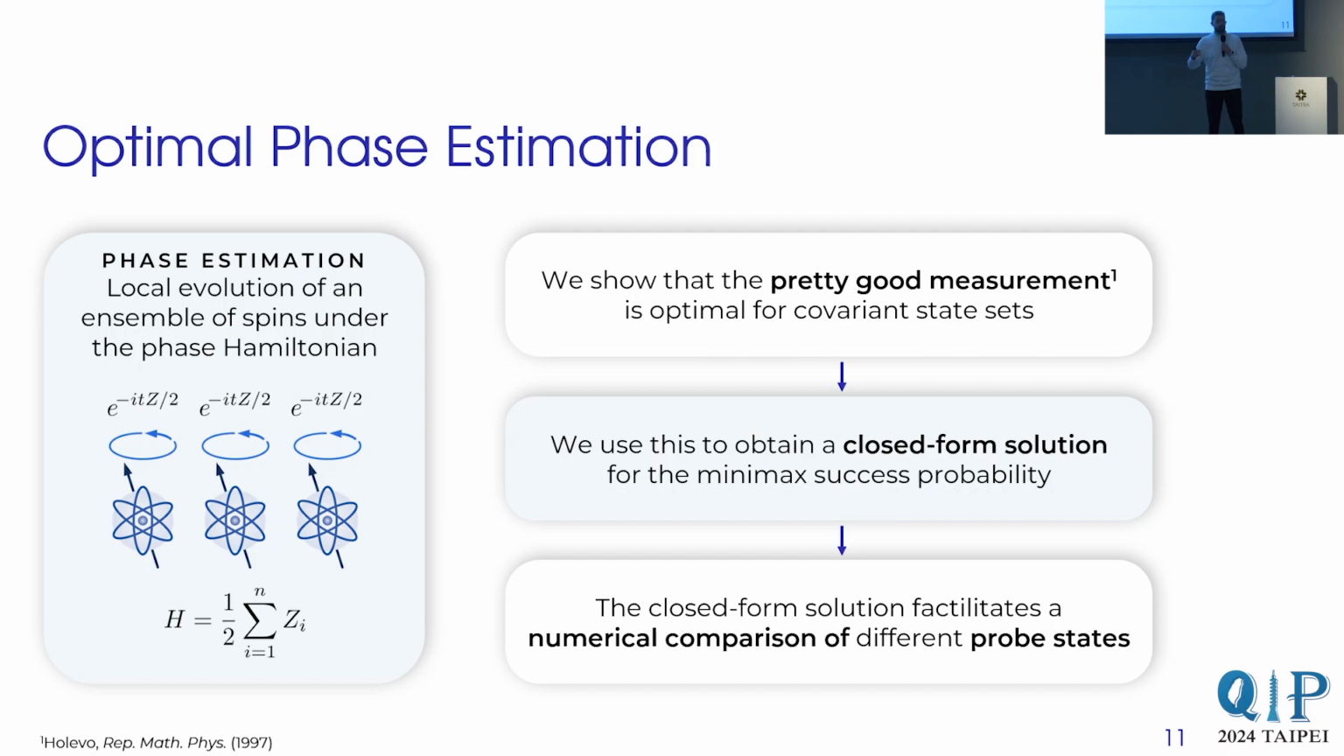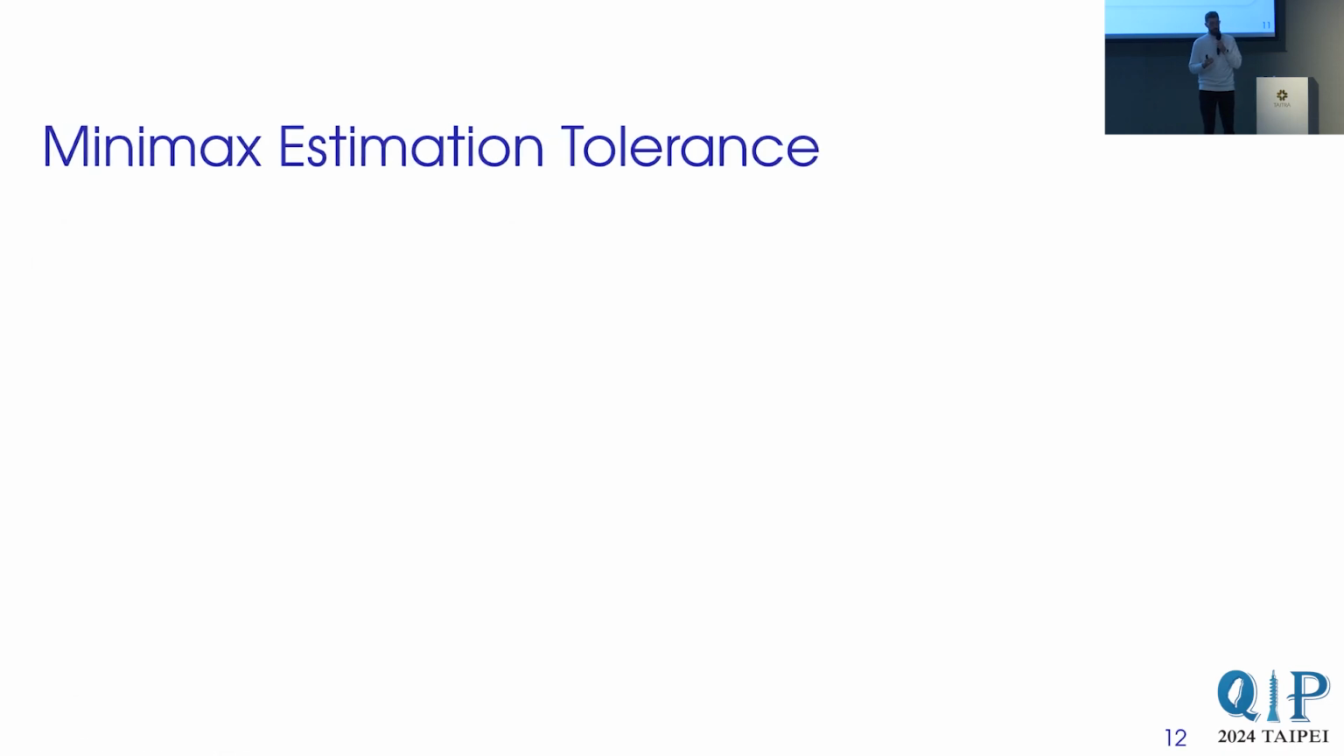Then this allows us to compute a closed form solution for the minimax success probability. And because we have this closed form solution, we can actually do numerics and compute these quantities for up to 10,000 spins. Normally, if you would just solve the convex program, this would be much, much harder. Because we know the optimal measurement at the end, we can now optimize over the input state. So we can really understand how different probes for quantum metrology behave.